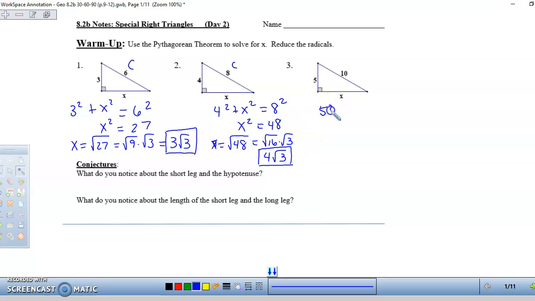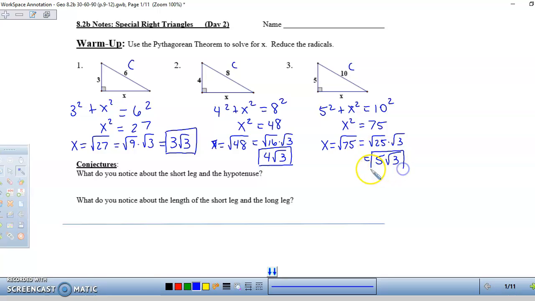Okay, last one, 5 squared. This is c again. Okay, so x squared. This is 100 minus the 25 is 75. So x equals square root of 75. That is 25 times 3. And thus 5 root 3.